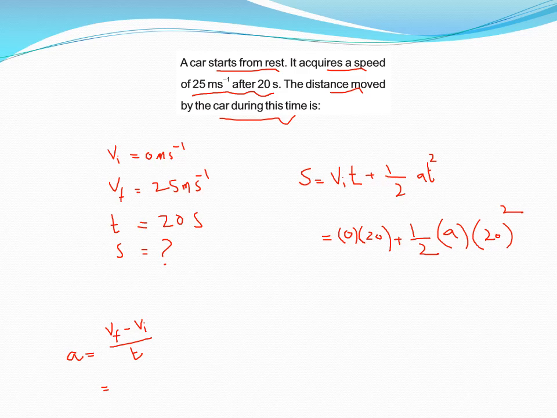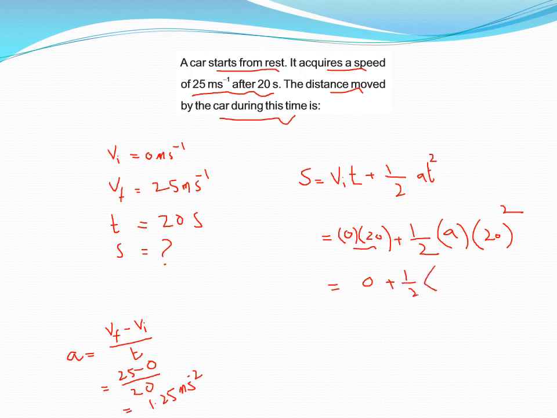So what is it? Vf is 25 minus Vi 0, divided by time 20, and simplifying it, what do we get? 1.25 meter per square second. So we got acceleration, so we plug acceleration here. This equation becomes, if you multiply 0 into 20, we get 0 plus 1/2 is already given.